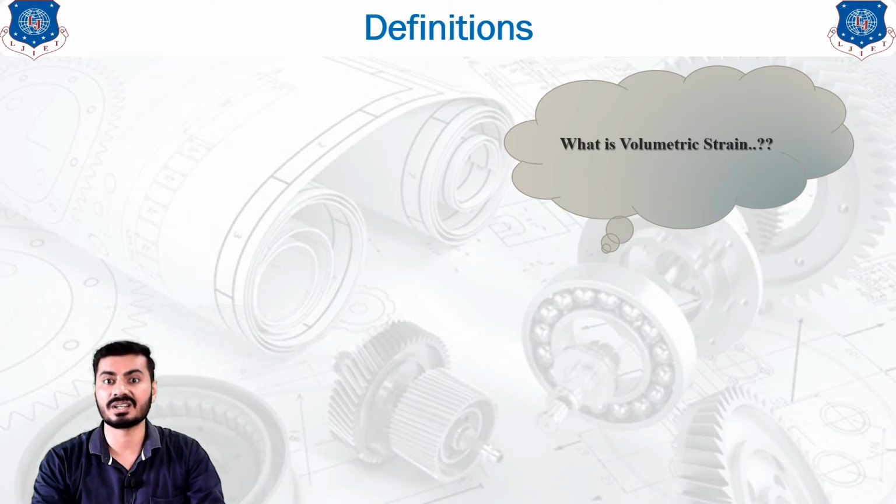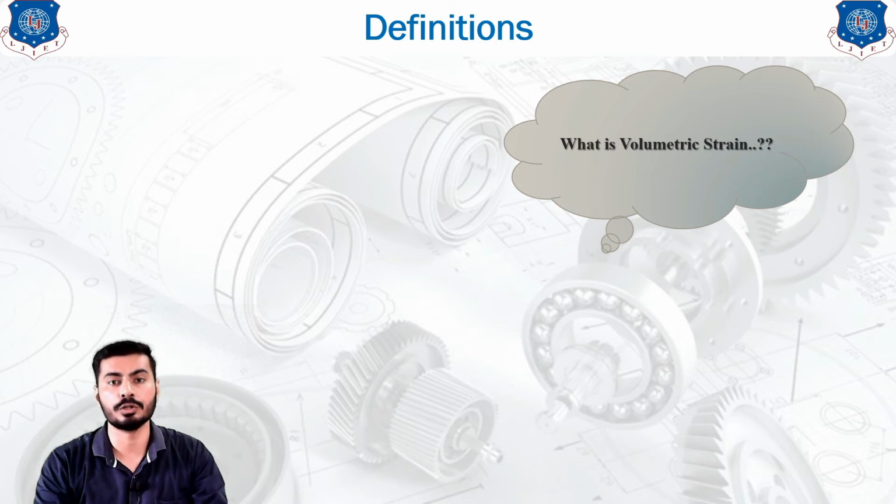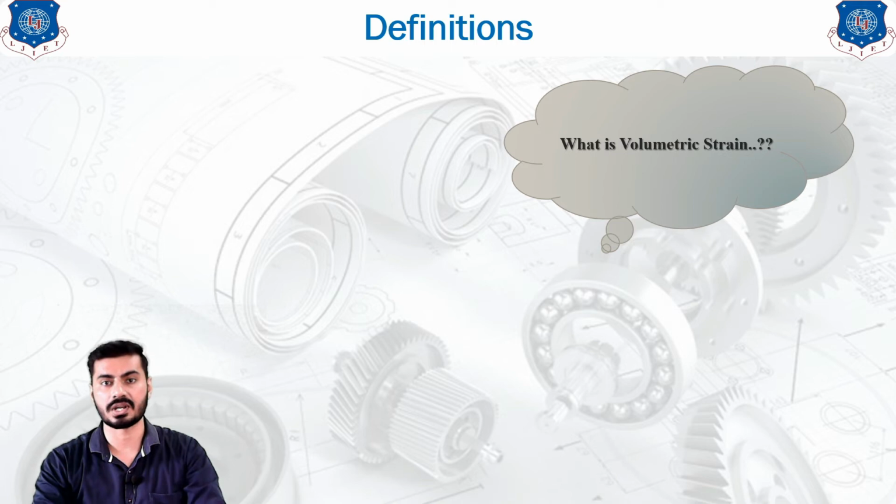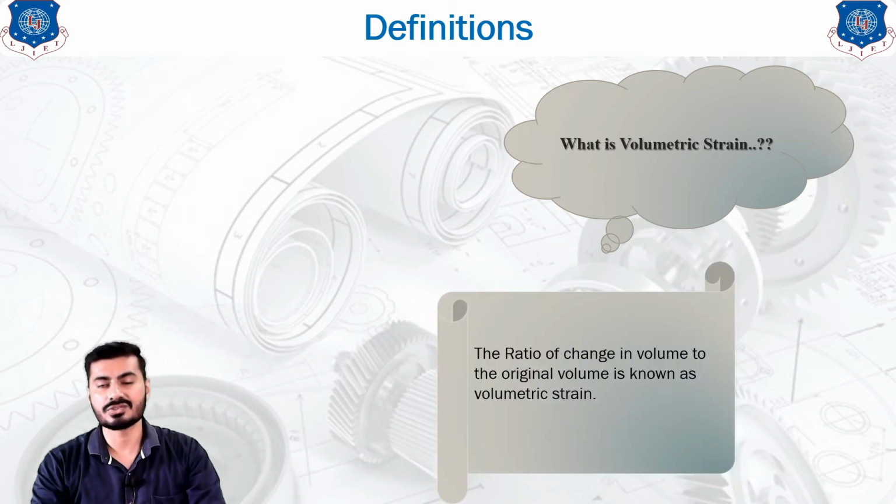This is another kind of strain. As the name itself indicates, the strain is concerned with the volume or the change in volume, and that's why we can directly convert the basic definition of the strain into the volumetric definition of the strain. That is nothing but the ratio of the change in volume to the original volume, known as volumetric strain.